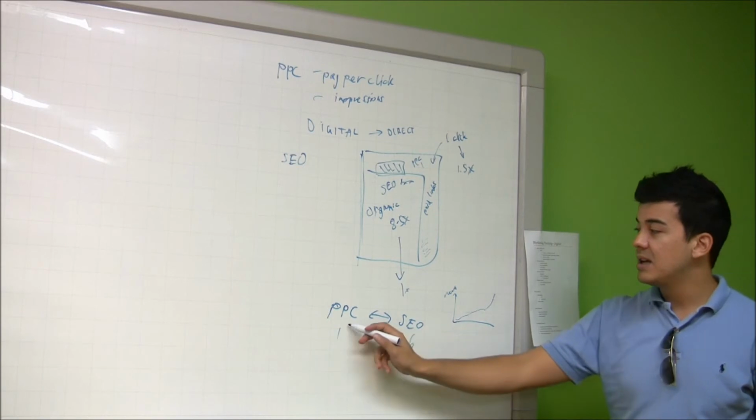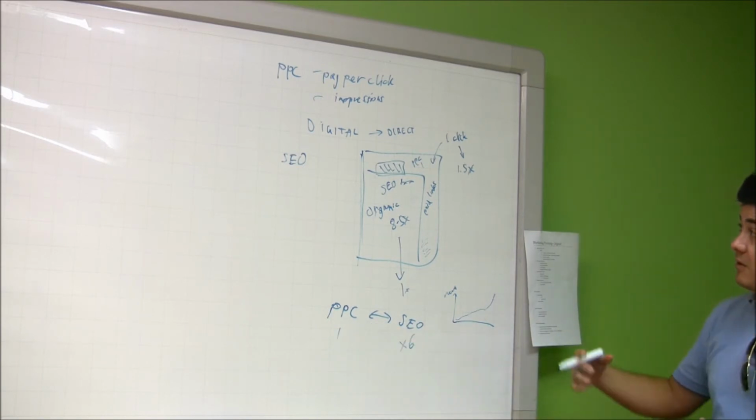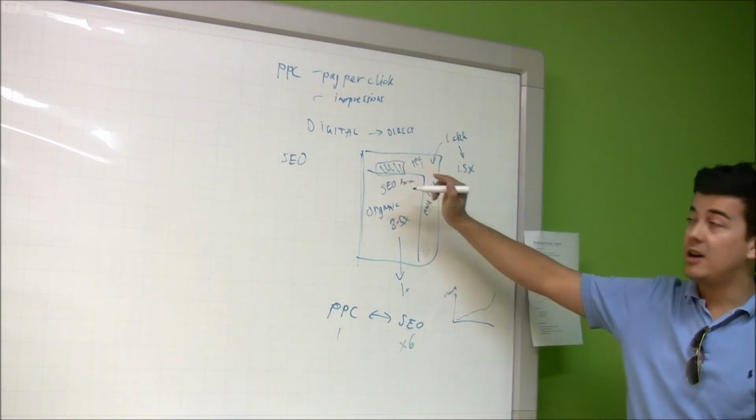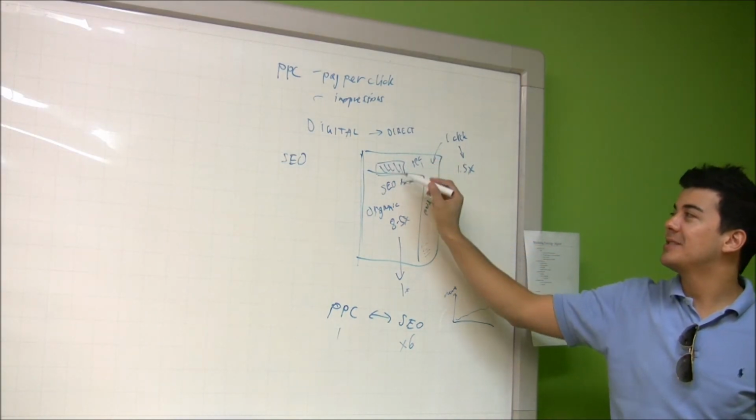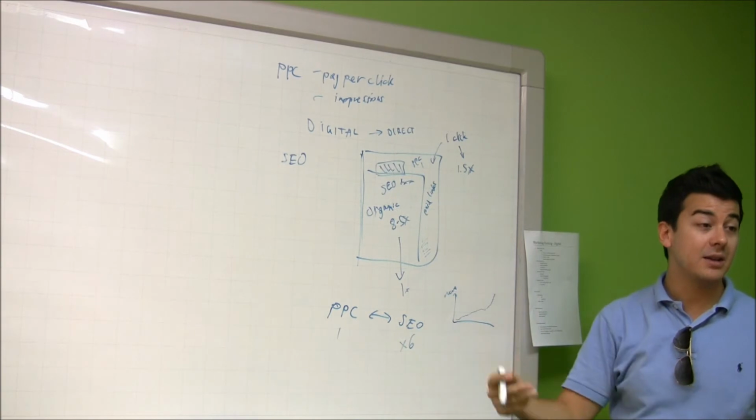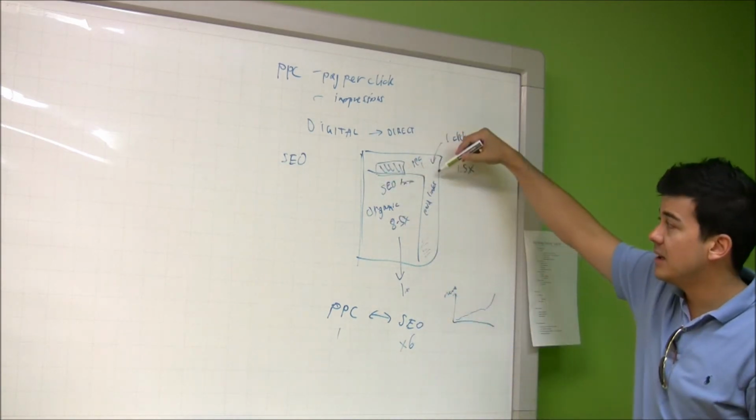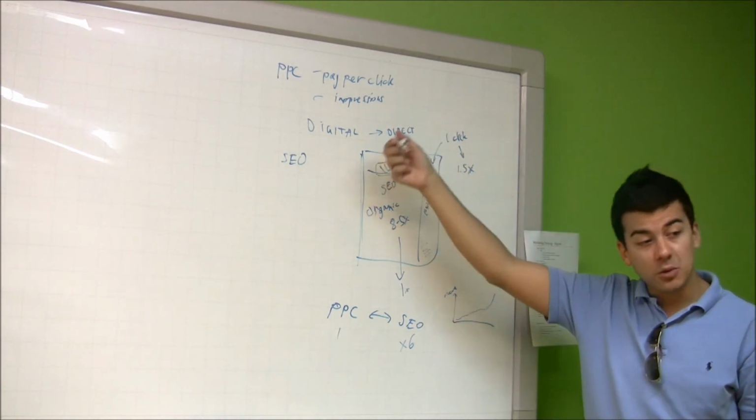Whereas here, if you pay for it, you'll get up there. Now, obviously, you don't get the first link unless you pay, right? And it's actually an auction system here. The more you pay, the more likely you will be.